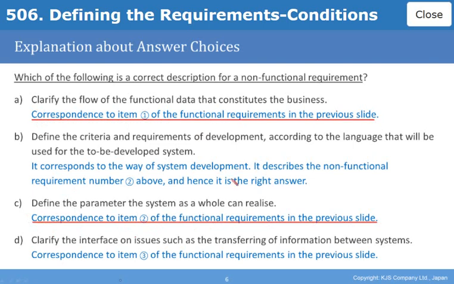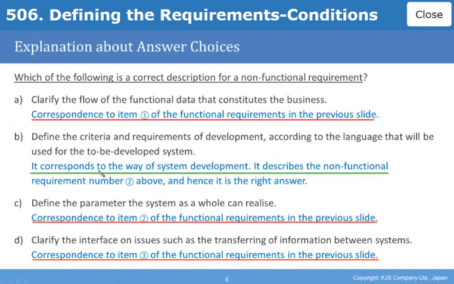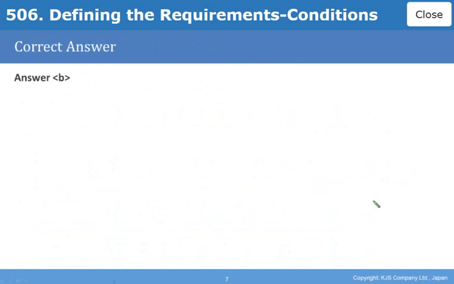Let's look at option D. Clarify the interface on issues such as the transferring of information between systems. Again, this corresponds to item 3 of the functional requirements in the previous slide. Now to look at option B. Define the criteria and requirements of development according to the language that will be used for the to-be-developed system. This corresponds to the way of system development. It describes the non-functional requirement number 2 in the previous slide. Therefore, it is the correct answer to the question. So, the answer is option B.